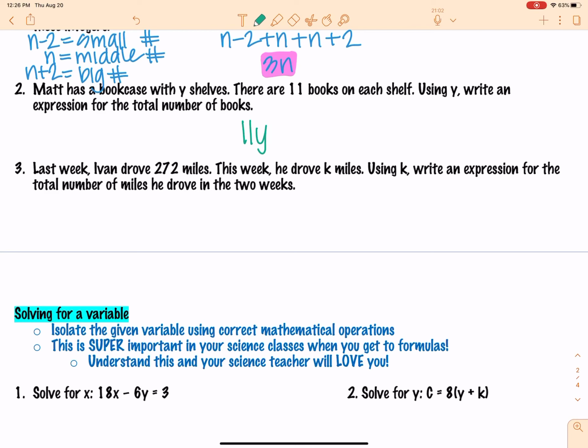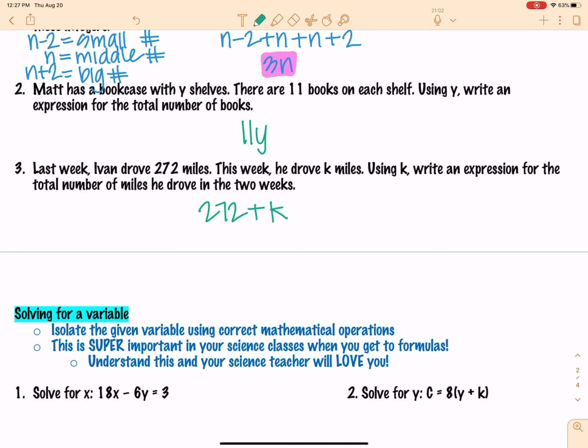It says last week Ivan drove 272 miles. This week he drove K miles. He could have driven 10, he could have driven 1,000,000, we don't know, so we'll call it K. Using K, write an expression for the total number of miles he drove in 2 weeks. Last week he did 272, this week he did K, so we just add them together, and that would be our final answer. Obviously, this is warming us up until we have to actually solve equations, but writing expressions and translating sentences into math is what we were going to practice in this section.